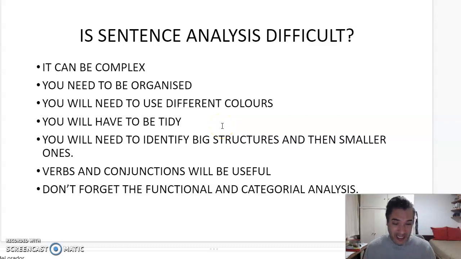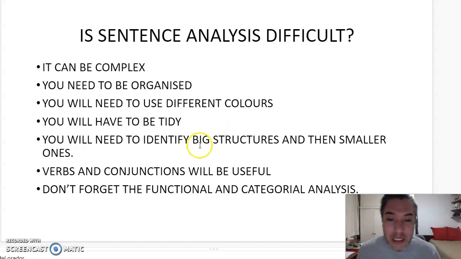So I can see it very clearly. For example, you have to tell me, well, I use green for the verbs. Usually I will give you the colors to analyze, and then you will have to be very tidy. It's different from organized. Be very tidy with your handwriting, especially if you are writing with a pen.